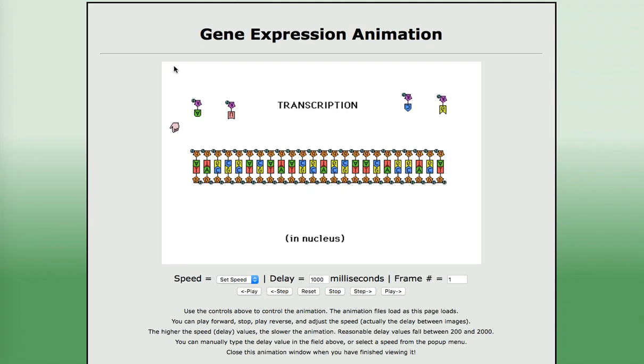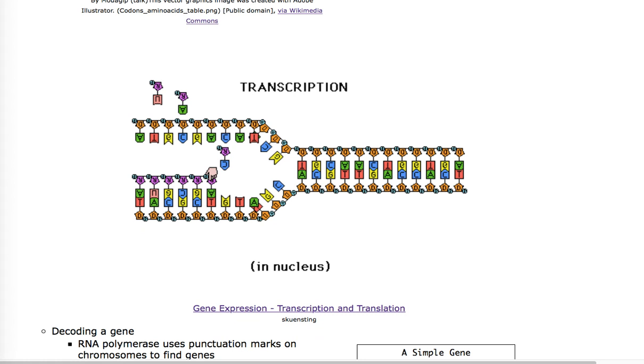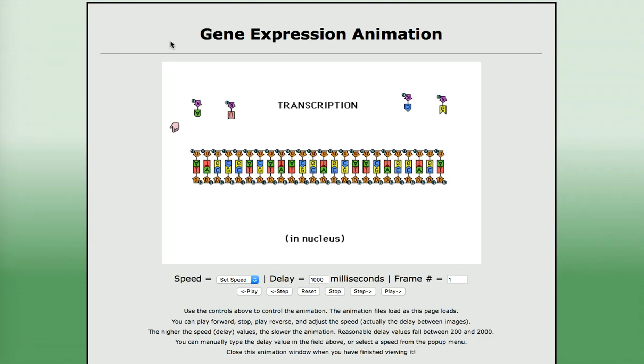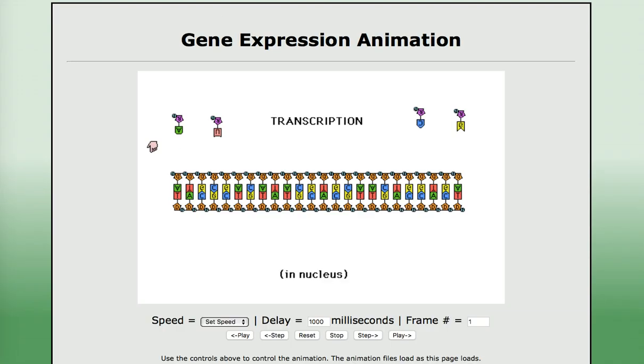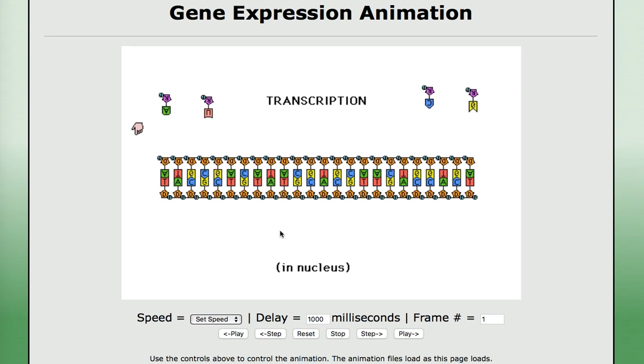Okay, here we go. So in fact, this went a little too far. And so let's get back here. Good. All right, so let's go back to gene expression. Make this a little bit bigger. That's big enough. Scroll it up a little bit before we get started. All right, here we go.